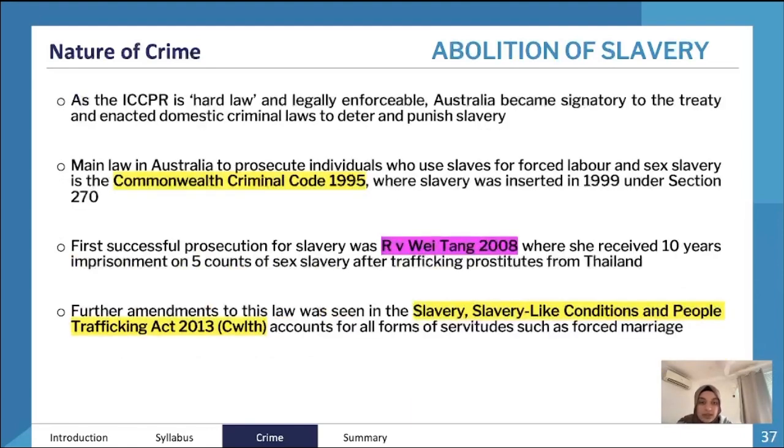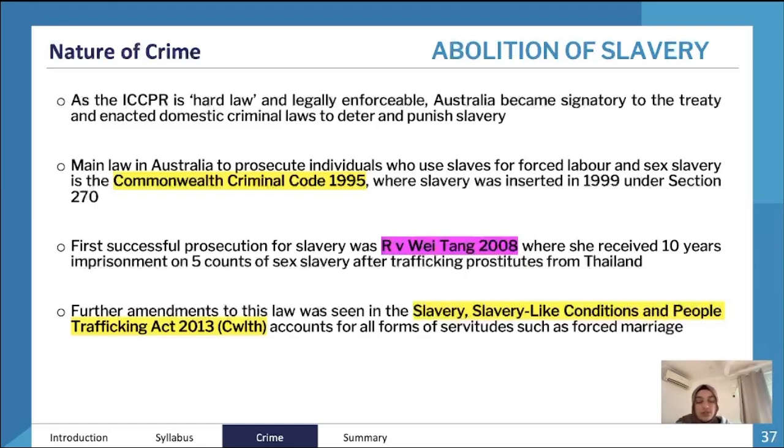So Australia became a signatory to the treaty and enacted domestic criminal laws to deter and punish slavery. So the main law in Australia to prosecute individuals who use slavery for forced labor or sex slavery is the Commonwealth Criminal Code 1995, where slavery was inserted in 1999 under Section 270.